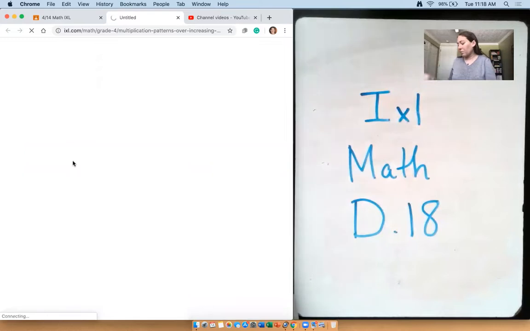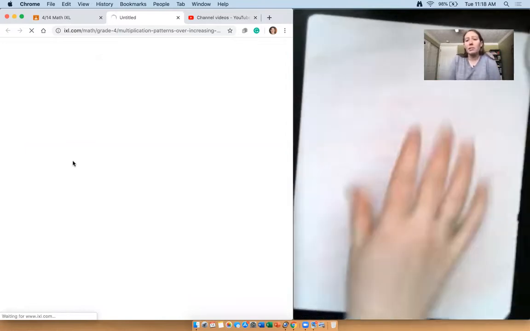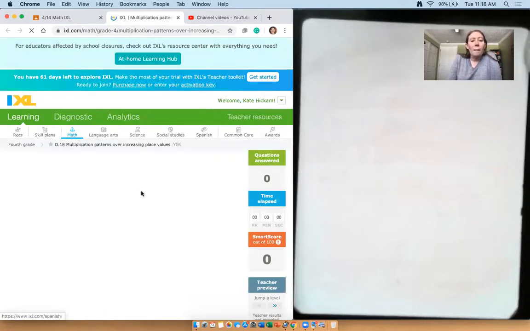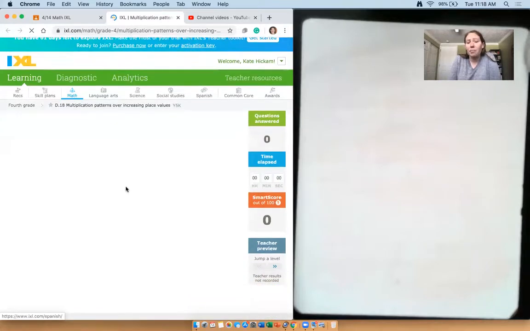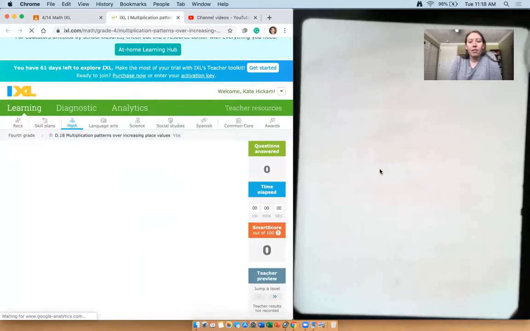Remember IXL, so randomly generated problems. Also, please make sure you are logged in. We've been having some issues lately with students not being logged in as they're going along. All right, so this is multiplication patterns over increasing values, which sounds super complicated. I promise you it's not that bad. Big thing, once again, checking in that upper right hand corner to make sure my name is there so I am logged on and I am getting credit for my work. Otherwise, my teacher does not know if I am doing it or not.